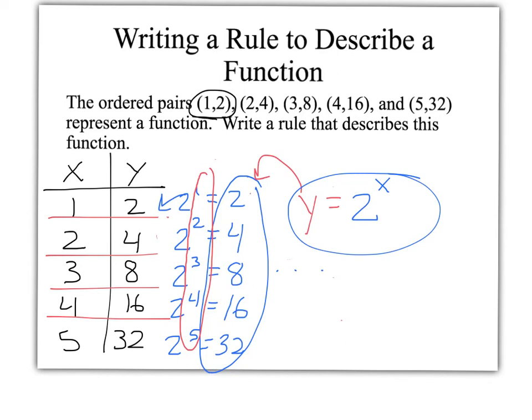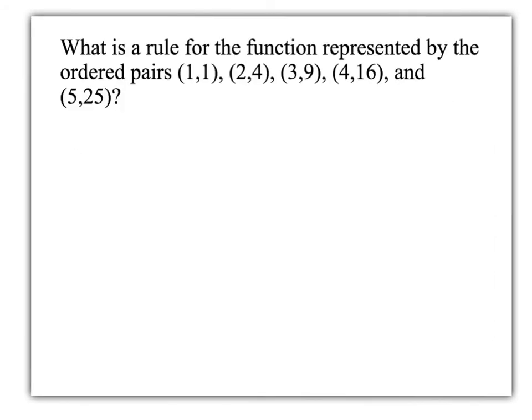And these are going to be pretty tough. You're going to have to guess and check, but you're going to see that there's really not that many different variations that you can have. So anytime you see this chart, it's always going to be y equals 2 to the x. But the idea is to figure out how to do them and just try some things with exponents. Okay, so what's the rule for the function represented here?